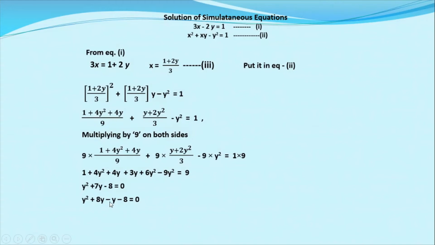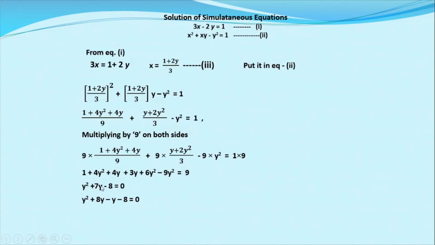And what the factorization method is, we have discussed in another video. Okay, how do we factorize this middle term? So y square plus 8y minus y minus 8, these two terms are same, or 7 we have to break it.